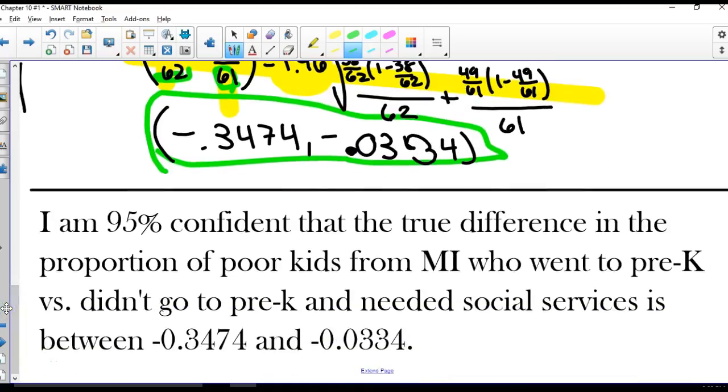The actual conclusion, though, that I'm looking for in the state plan do conclude, what I just previously talked about was that partner problem you had earlier, and I gave a lot of you guys feedback on that part. But the actual conclude part here is that I am 95% confident that the true difference in the proportion of poor kids from Michigan who went to pre-K versus didn't go to pre-K and needed social services is between negative 0.3474 and negative 0.03. So that's an interval I just cruised through in 5 minutes.